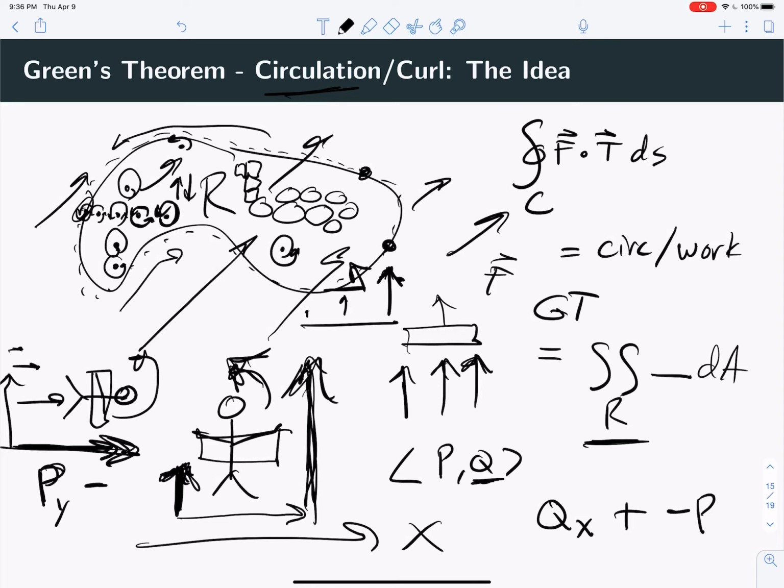That would be generating counterclockwise circulation. So what I want to do is really add the x derivative of Q with the negative y derivative of P. And that has a name. This is called curl, or, well, we're going to call it curl for now. Curl is going to get expanded later on, but we're going to call this curl in the same way that we called something, Px plus Qy, divergence earlier. It's quantifying how much the vector field is causing you to curl around. So that's the main idea of Green's theorem.